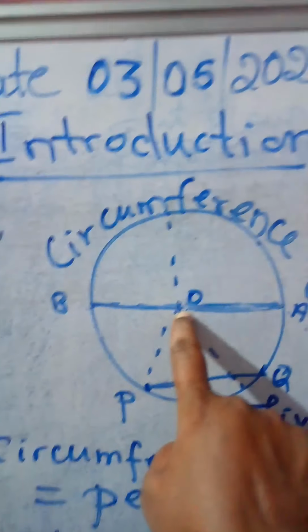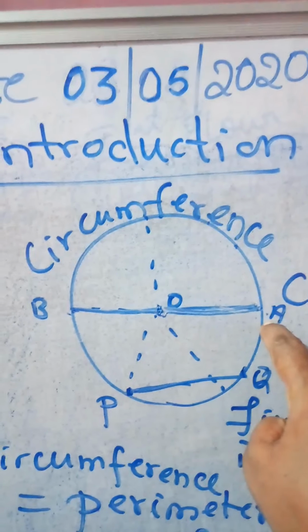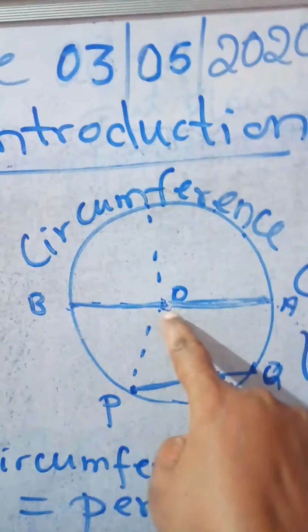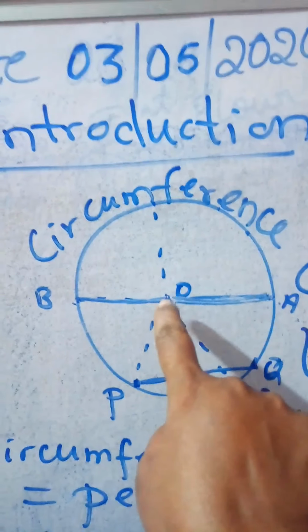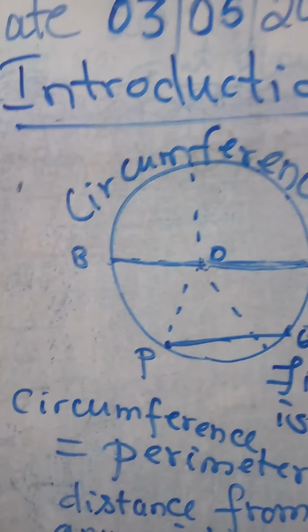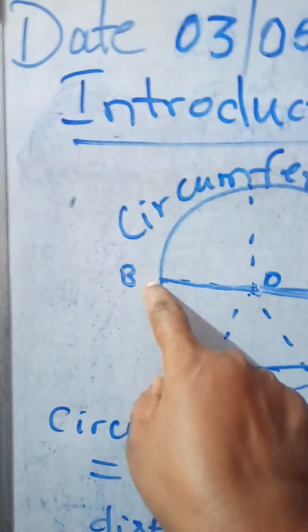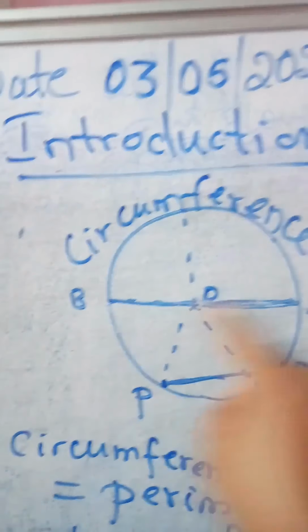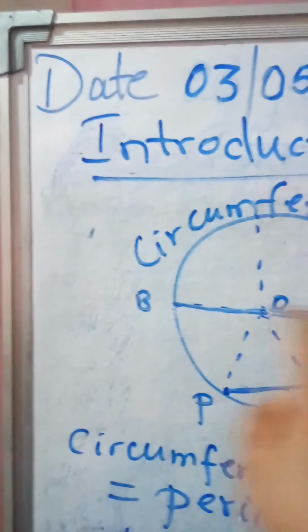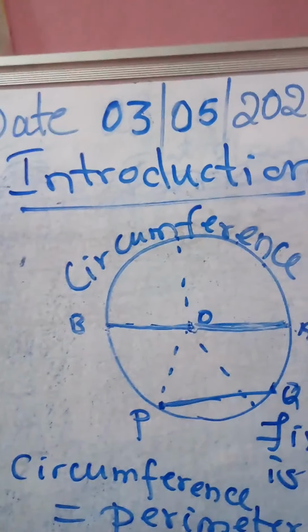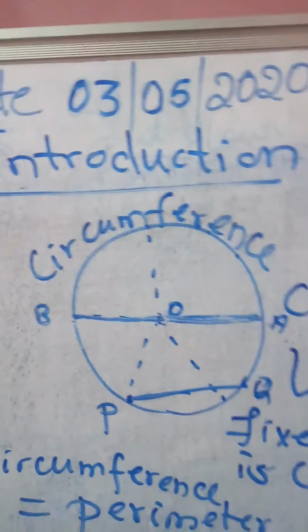Now radius is the distance from the fixed point to any point on the circle, you call it the radius. Radius is the distance from a fixed point to any point on the circle. Now when we draw a line passing through the middle of the circle, the center of the circle, which I have named BOA, this BOA is the diameter of the circle.